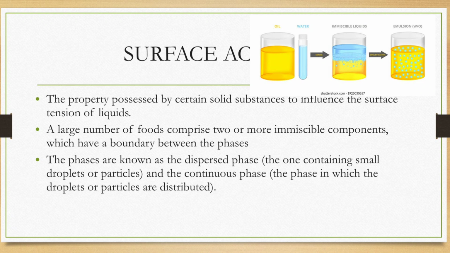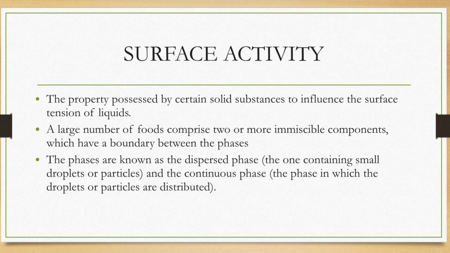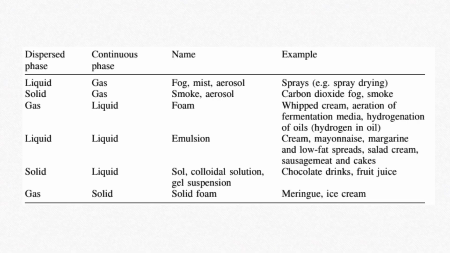One is the dispersed phase, that is nothing but the one containing small droplets or particles, and the other one is the continuous phase. So that is nothing but the phase in which the droplets or particles are distributed. We need to be very clear about the dispersed phase as well as the continuous phase. Now, here we have certain examples. You may get this as a question in the food safety officer examination.